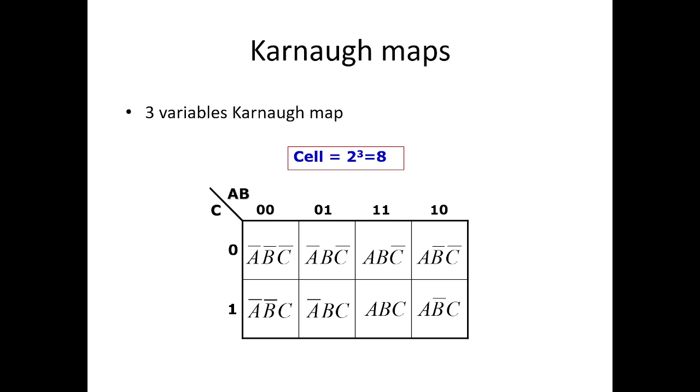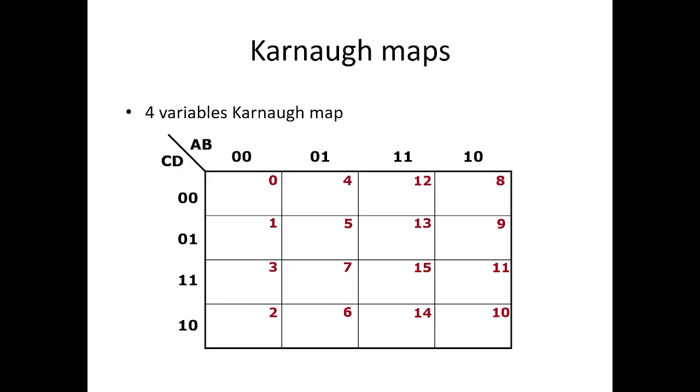So the minterms are A bar B bar C bar. For the second cell, A bar B C bar. Likewise in the last cell, A B bar C. Now we can draw the cell values. It's 0, 1, next 2, 3, 4, 5, next 6, 7. So we can represent 0 to 7 in a 3 variable K map.